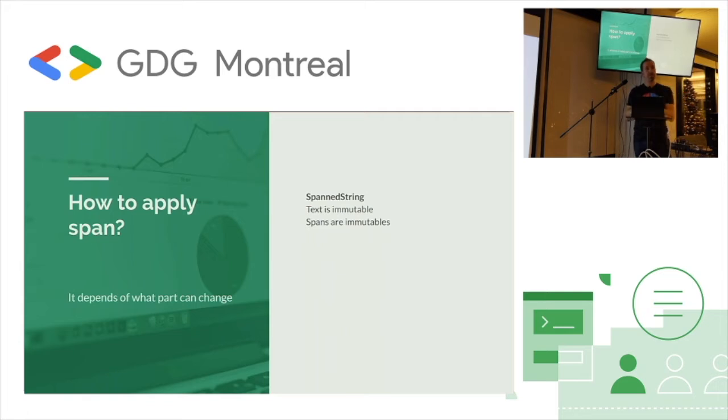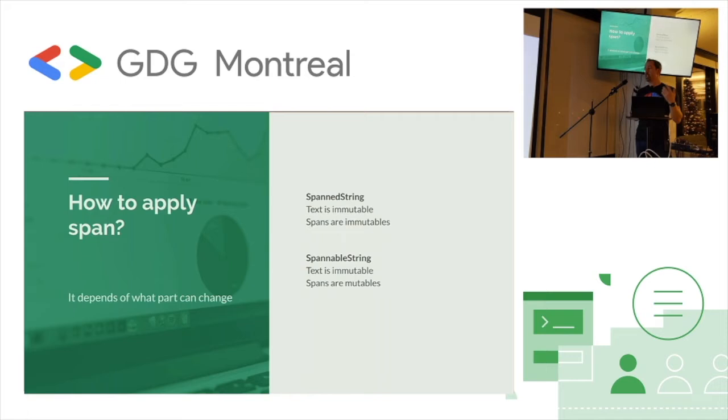So if you had an HTML with bold and stuff like that, and you do HTML from HTML, it's going to return you a span string that you can apply to a text field, but you cannot add more span to it. So it's already there and you just have to use it.